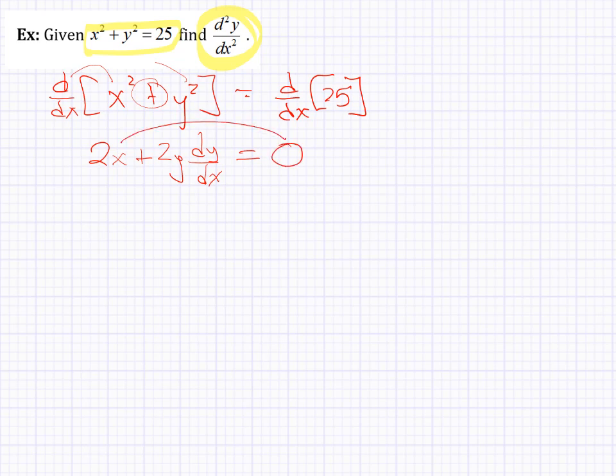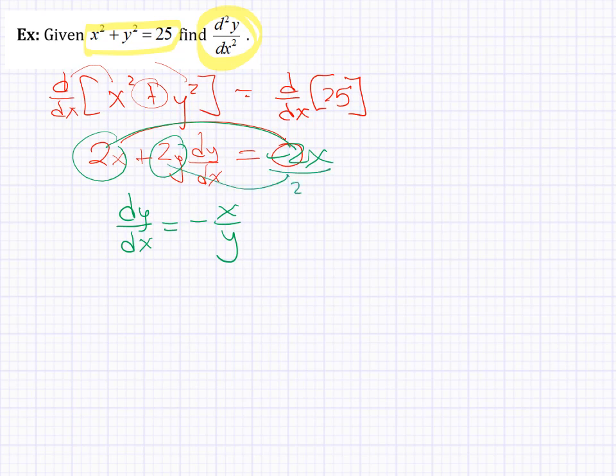Move the 2x to the other side by subtracting, and then divide by the 2y, and we end up with dy dx equals negative x over y. Again, this subtracts over, we get negative 2x, divide this over here, we get 2y, cancel the 2's. It's the same example we did earlier. But now we want to take the derivative again. So how do you do that?